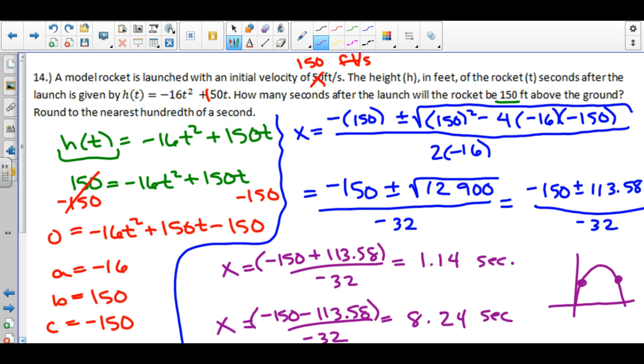So that's why there are two answers for this. And that is everything that you will see on the Chapter 13 assessment.